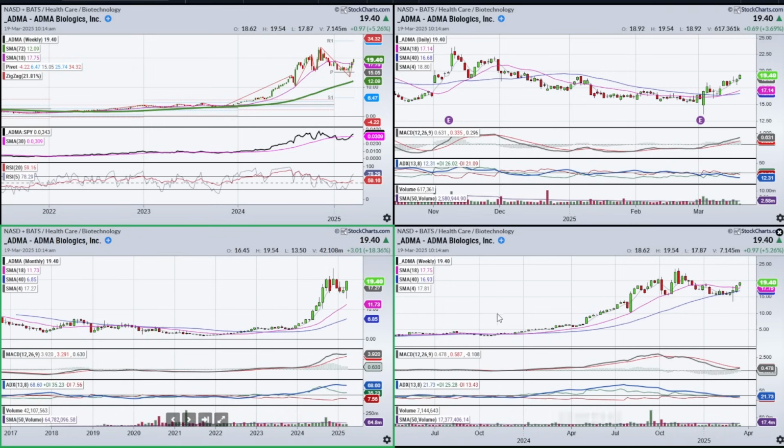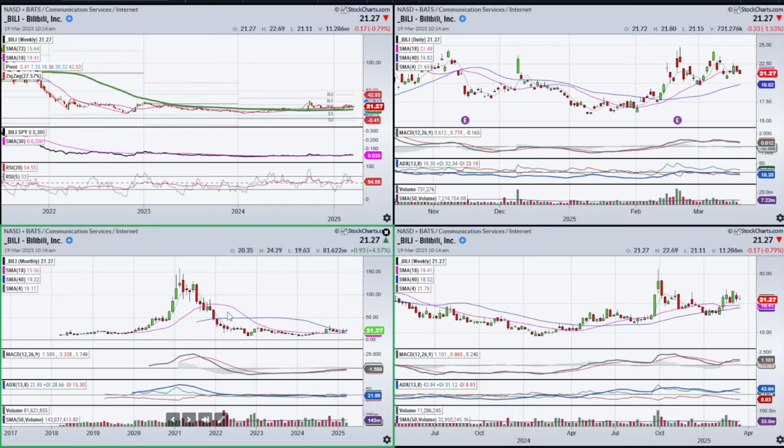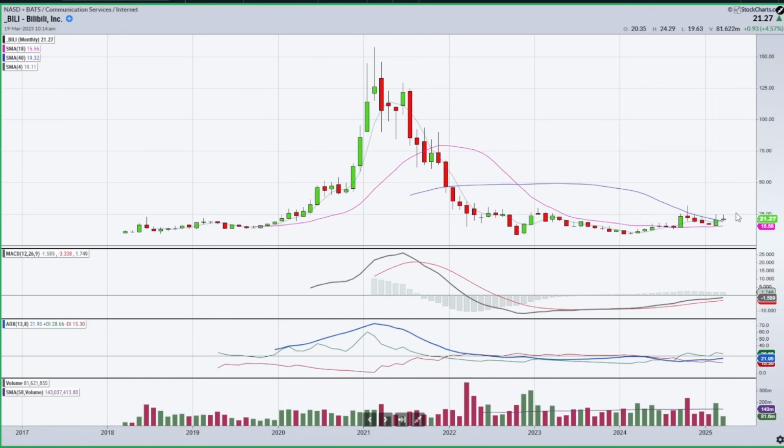It seems like there was some selling pressure up there, but the long-term pattern on this looks really good. I would like to see it work sideways a little bit longer. Okay, BILI, looking at this on the weekly and the daily. Now, I'll just mention this on the monthly. This is a pretty big reversal developing as we held the 18-month line.